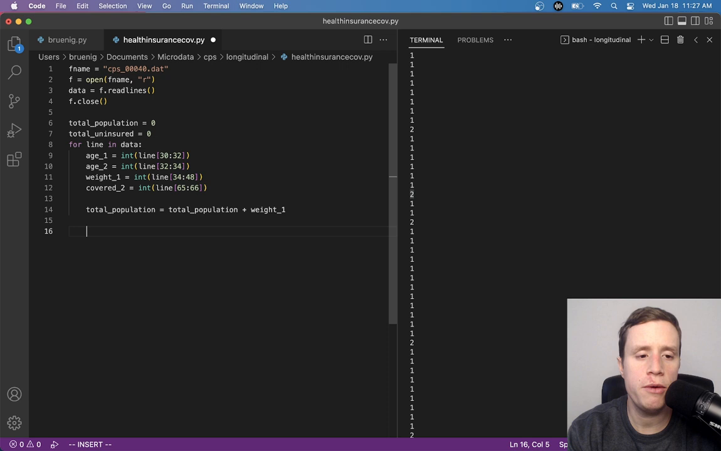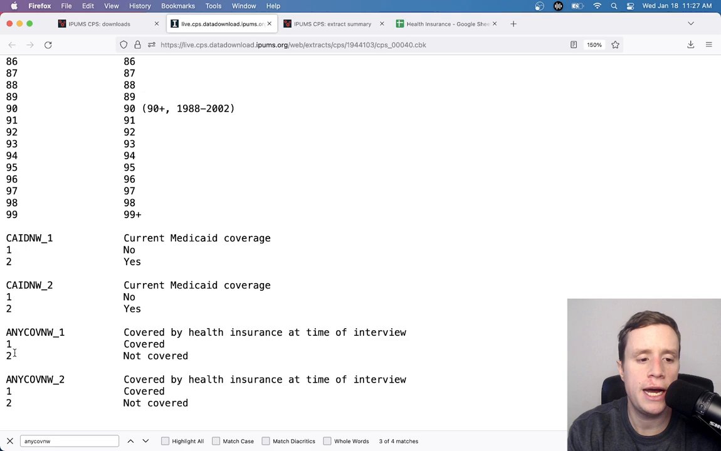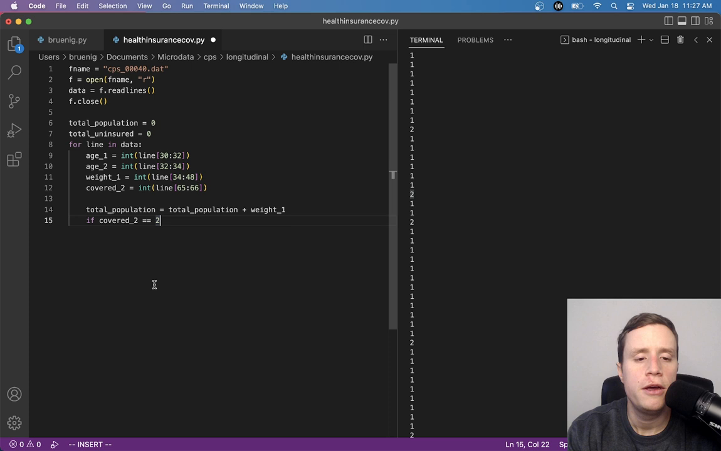The other thing we want to do is we want to say if covered 2 is equal to 2, right? Because 2 means not covered. I guess it's this one here. No, it's the same, right? Then we want to say this person is part of the total uninsured population. So we'll say total uninsured plus weight 1.